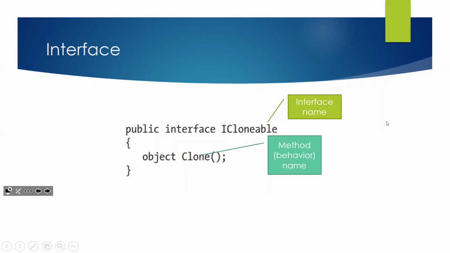So this method constructor would be implemented in a class: public object clone, and that would be it. It returns a data type of object. It doesn't have any parameters.